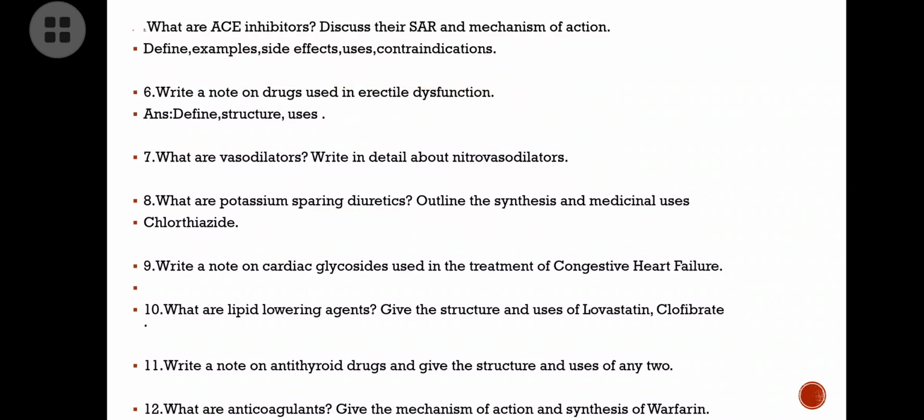Okay, then write a note on cardiac glycosides used in the treatment of CHF. Directly you have to first explain what these cardiac glycosides are. Then you go for the examples, give one structure of the cardiac glycoside, that is digoxin. Then you go to some of the uses of these cardiac glycosides. Then you go for the side effects, contraindications and other miscellaneous uses of these cardiac glycosides.